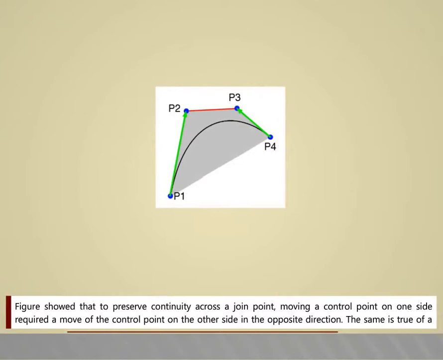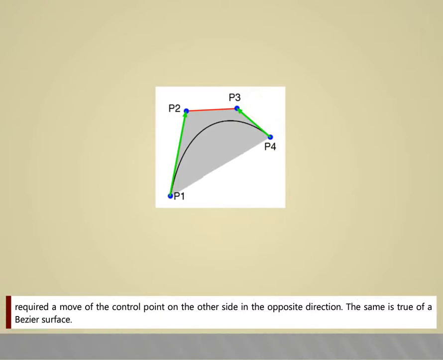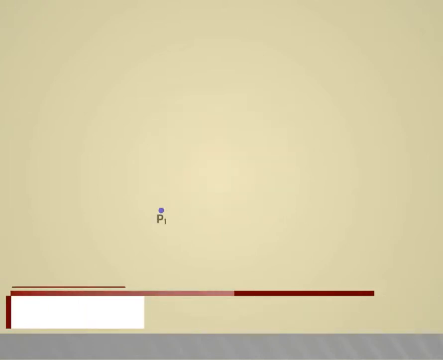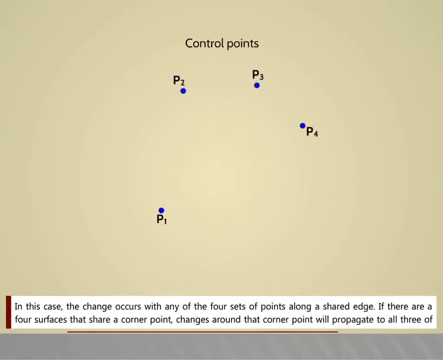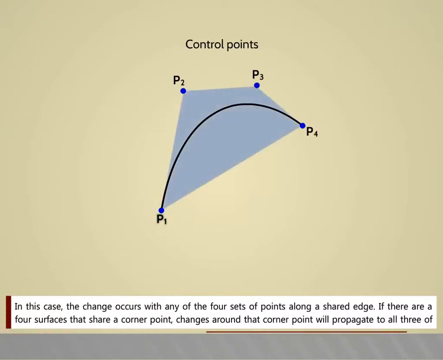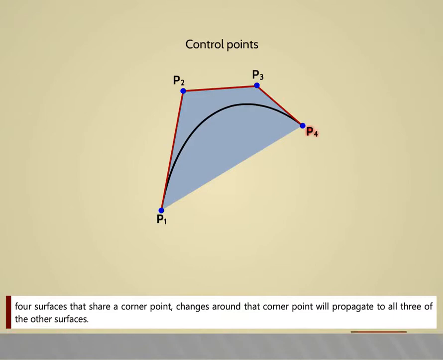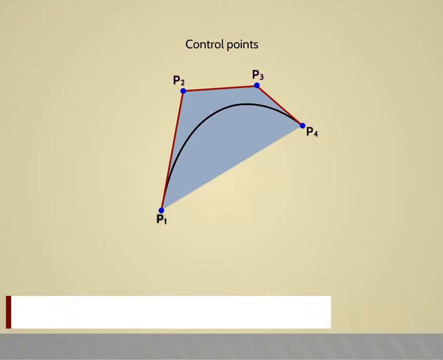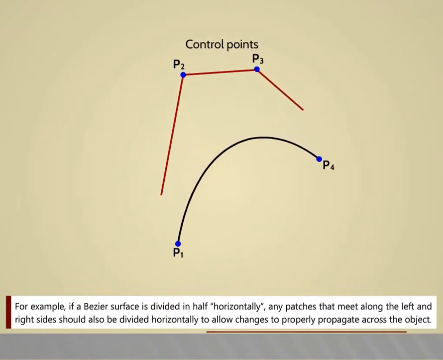The figure showed that to preserve continuity across a join point, moving a control point on one side required a move of the control point on the other side in the opposite direction. The same is true of a Bezier surface. In this case, the change occurs with any of the four sets of points along a shared edge. If there are four surfaces that share a corner point, changes around that corner point will propagate to all three of the other surfaces. For example, if a Bezier surface is divided in half horizontally, any patches that meet along the left and right sides should also be divided horizontally to allow changes to properly propagate across the object.